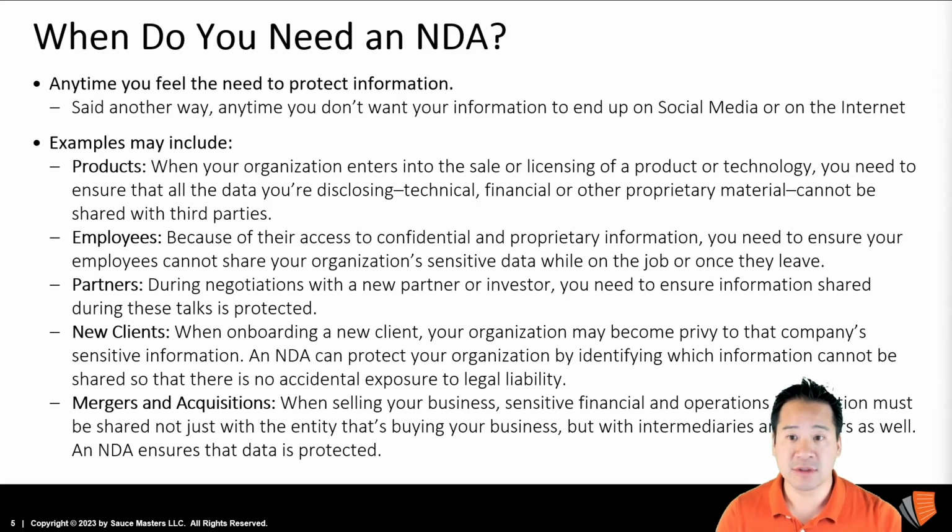So some examples: products. If there's something that you make, you're going to sell or license something, you don't want your competition to know, you need to protect your product life cycle, your product launch, you might need an NDA for that. If you have employees, you might want them to sign a legal document that protects them from disclosing information to unauthorized sources. That could also apply to business partners or new clients.